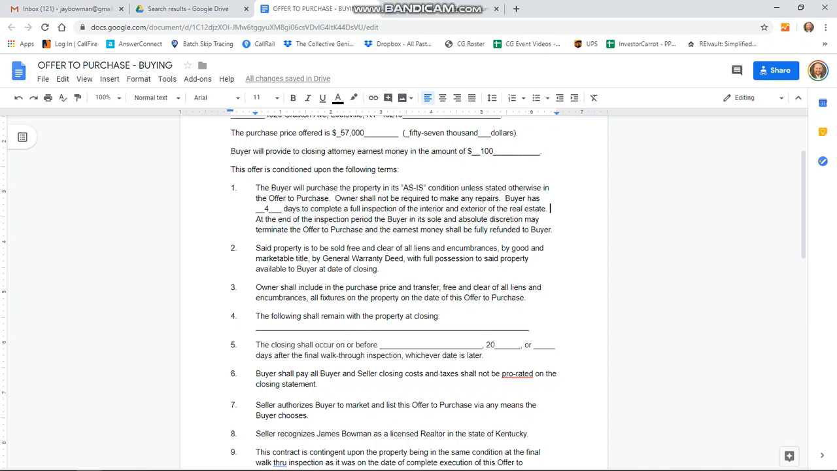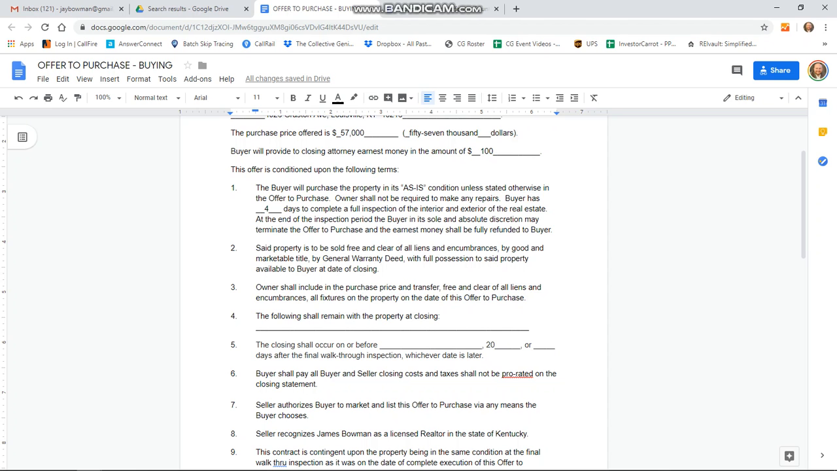The owner shall include in the purchase price, transfer free and clear of all liens, and all fixtures on the property. So that's water heaters and furnaces and air conditioners. Those are fixtures because they're tied to the property, and they'll be free and clear.